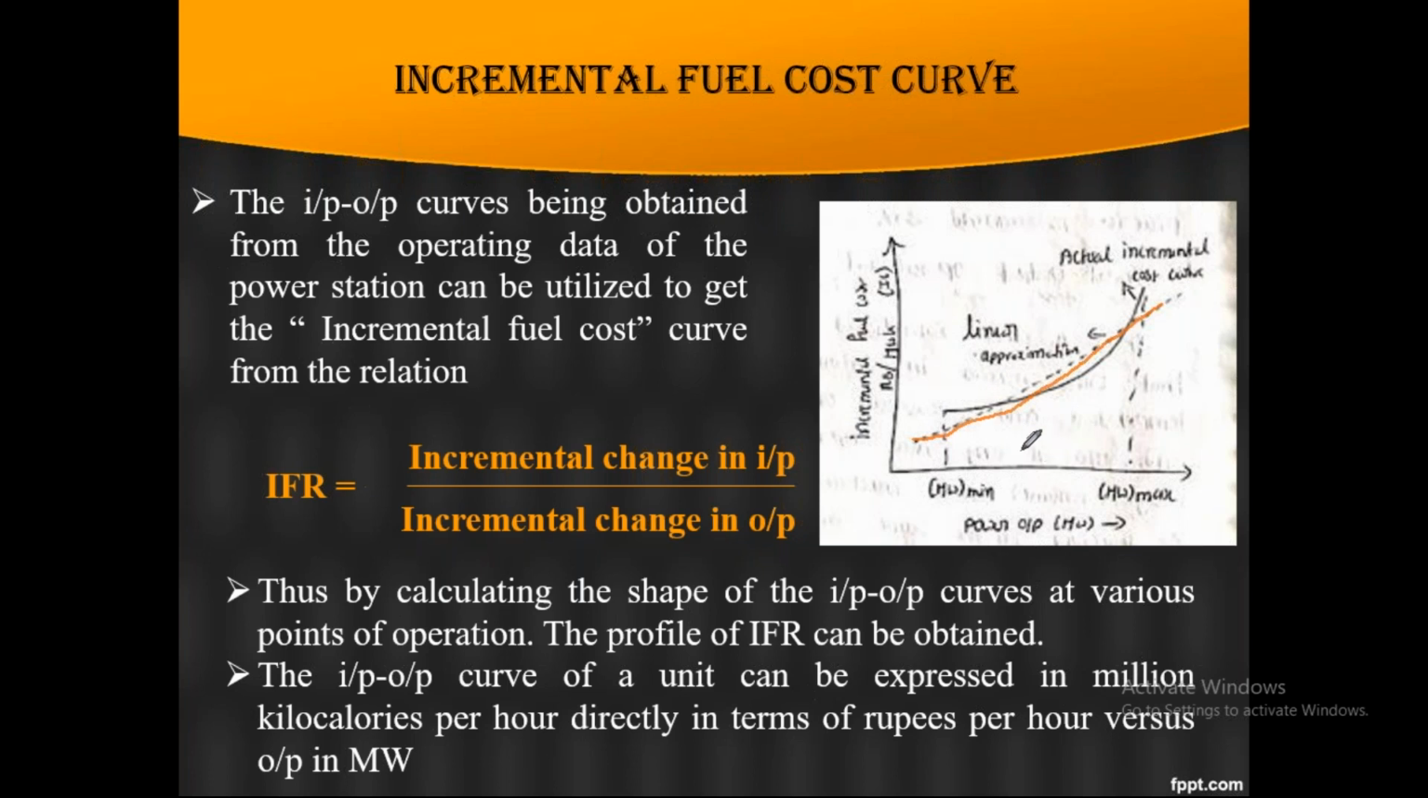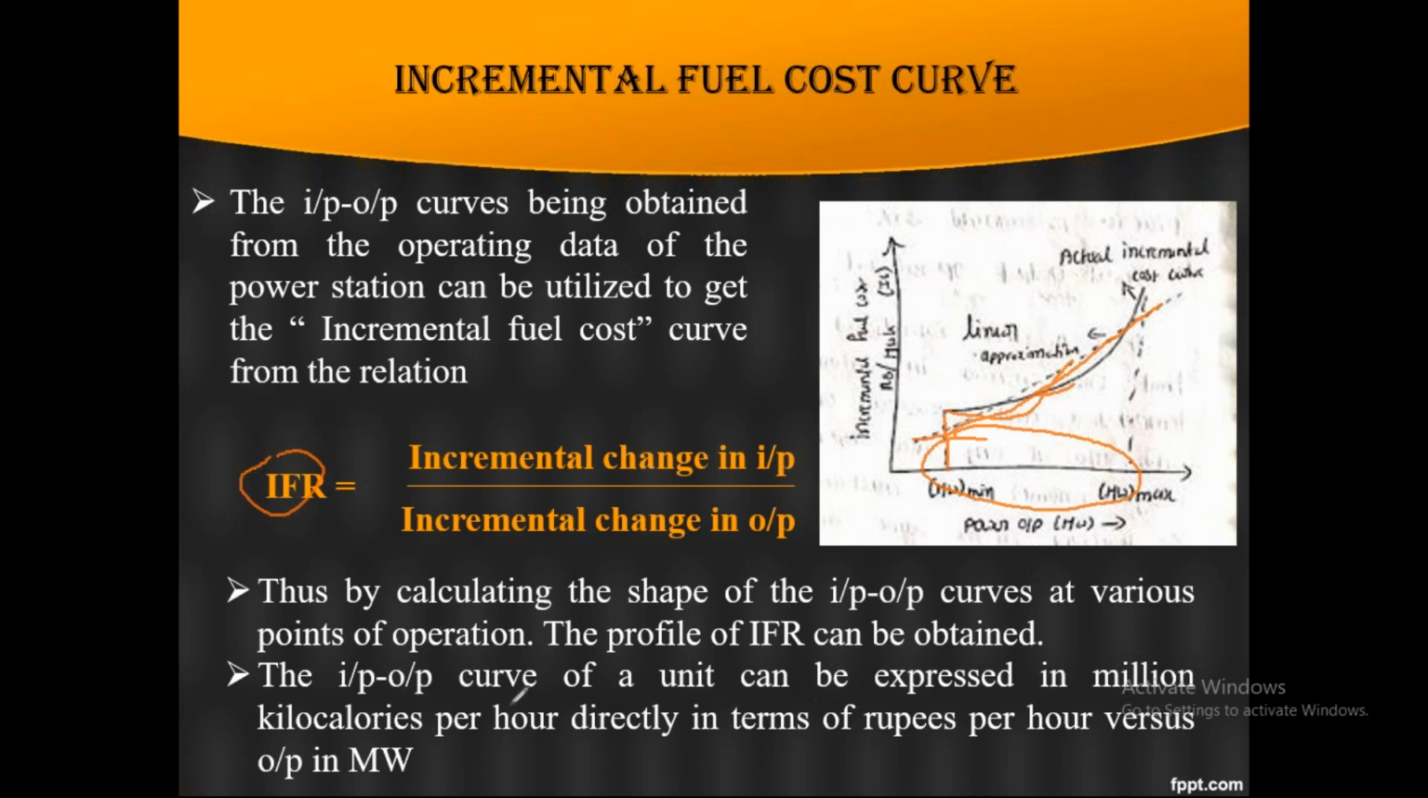It keeps on changing. So at that condition, you will get a curve like this, which is in a parabolic shape. When we obtain that, we have to calculate the starting, that is the minimum value, and the maximum value. The value between these two regions is called the incremental change in input as well as output. Based on these two values, we can find the incremental fuel rate.